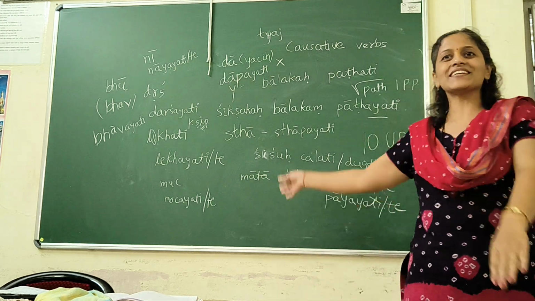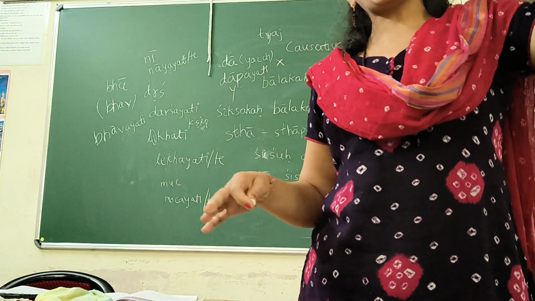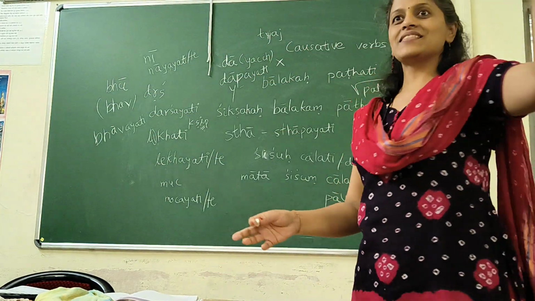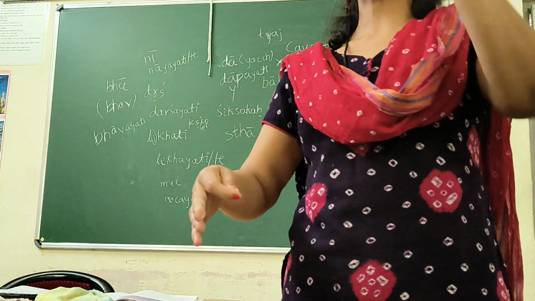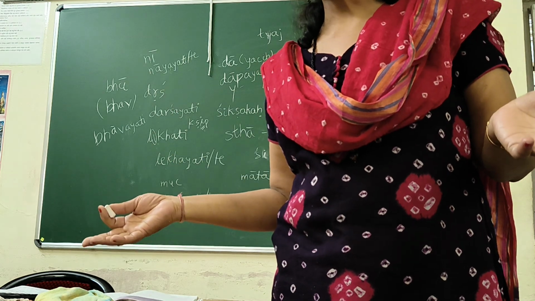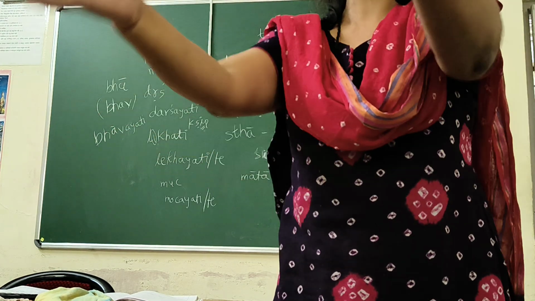Dapayishyati, dapayishyataha, dapayishyanti in future. Adapayat, adapayatam, adapayan in past tense. Dapayatu, dapayatam, dapayantu in imperative. Dapayat, dapayatam, dapayayu in optative. So we have learnt all the moods and tenses.